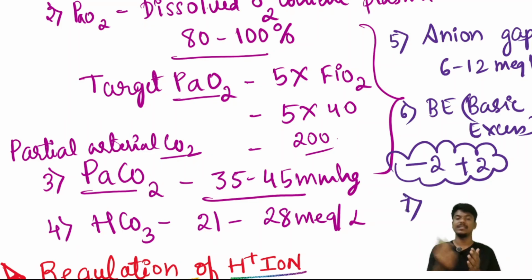If you see the ABG report, it will have the electrolytes. Your sodium will be there, your potassium will be there, and it will contain chloride levels and the SO2 level. What do you mean by SO2?